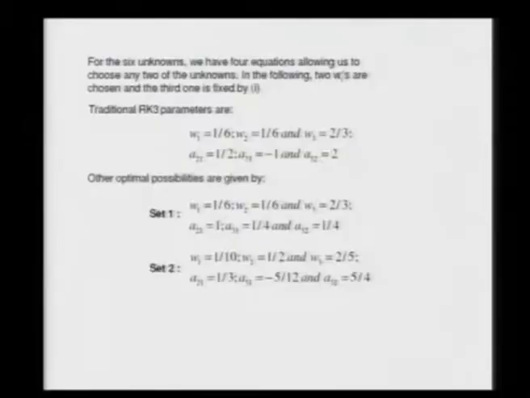Once you do that, then from equation 1, the third Wi is obtained, and you can solve for those Aij's. In the traditional RK3 method, these parameters are given by a21 as half, a31 as minus 1, and a32 is equal to 2. What we have done, going through this exercise, is perform an optimization looking at the next higher order truncation term, and we obtain the following two sets, set 1 and set 2. So, essentially, this is what our solution methodology is going to be defined by.